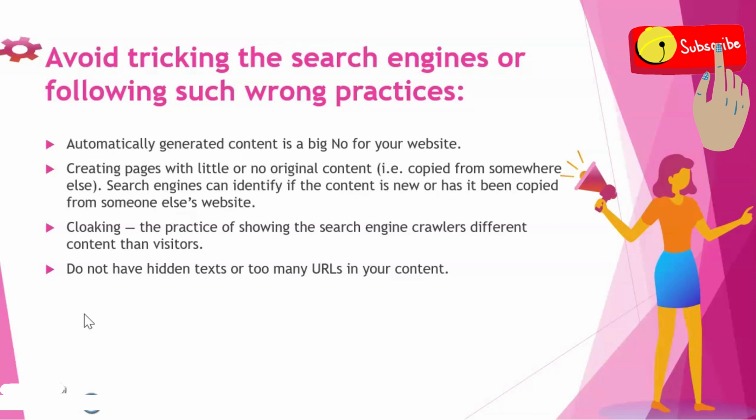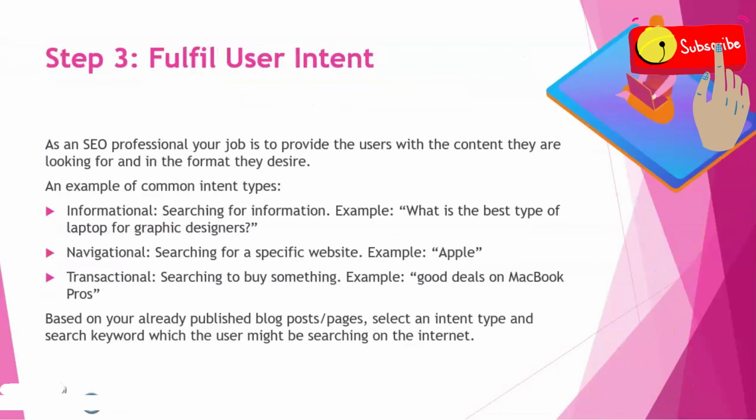Cloaking is the practice of showing the search engine crawler different content than the visitor. For example, if you have a website name which defines a particular book, and after opening that website your visitor is not finding that book or any relevant content related to that book, that is known as cloaking. Do not have hidden text and too many keywords in your content, because that gives a bad impression to your visitors.